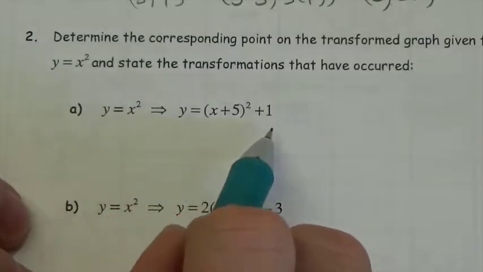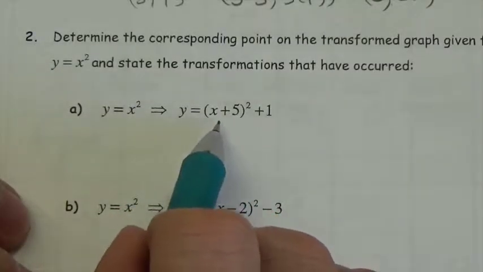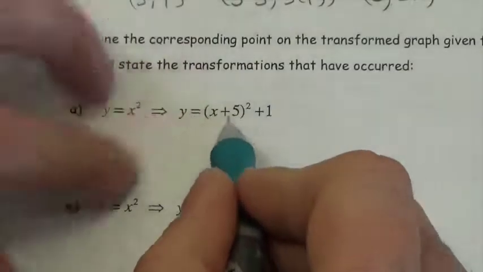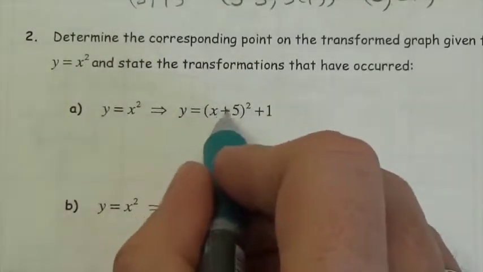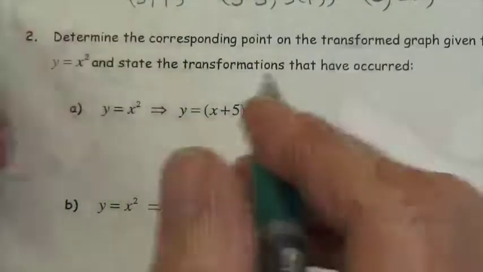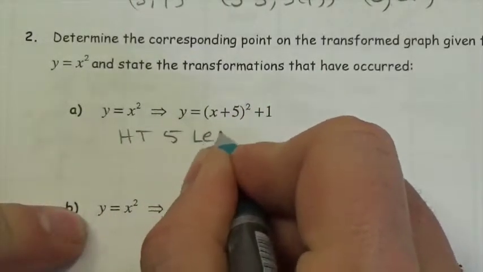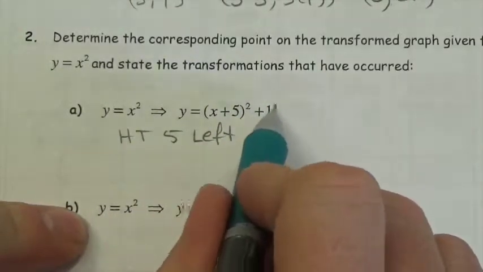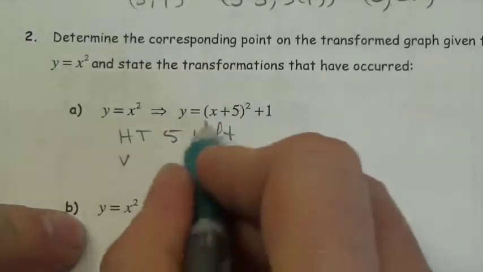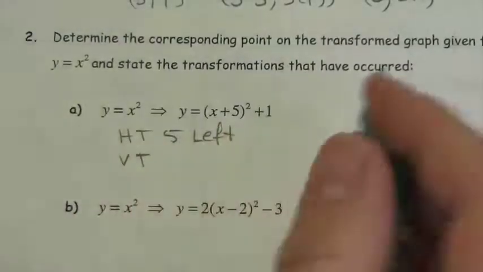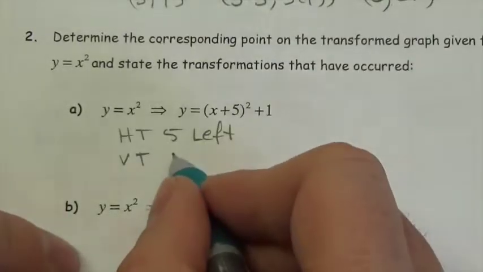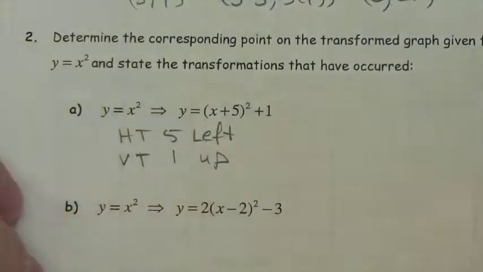Just reading this across, the first thing I come across is within the parentheses an x plus 5. Now I'm adding 5 to x, which means to get x by itself I'd have to subtract. That's a horizontal translation, 5 left. I am now adding 1 outside after the square. Thinking about order of operations, I do this last. That's going to be 1 up.